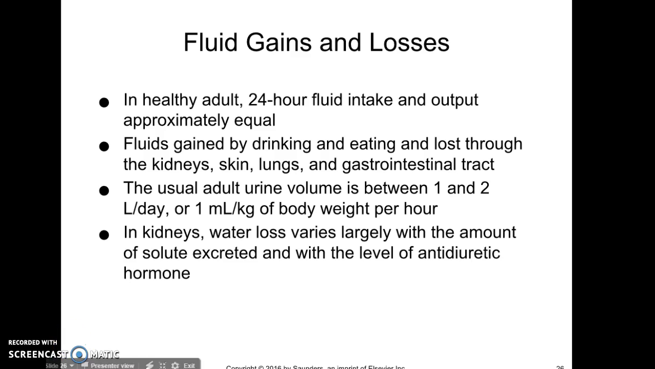Some interesting things to keep in mind when we're thinking about I&O is that in a 24-hour period of time, the typical adult will lose between 1 and 2 liters a day, or there is some difference between sizes of people. So 1 milliliter per kilogram of body weight per hour is the average. So you could take somebody's weight divided by 2.2, and that's how many milliliters per hour they should probably be putting out. If they've been taking diuretics or if something's stimulating their antidiuretic hormone, this might change, but that's a pretty good estimate.